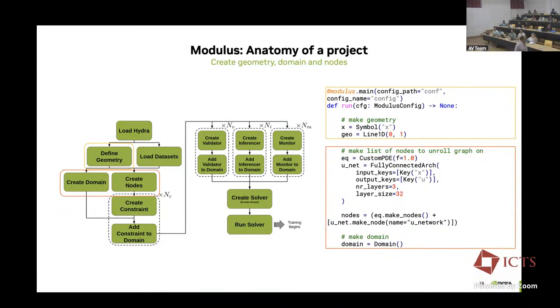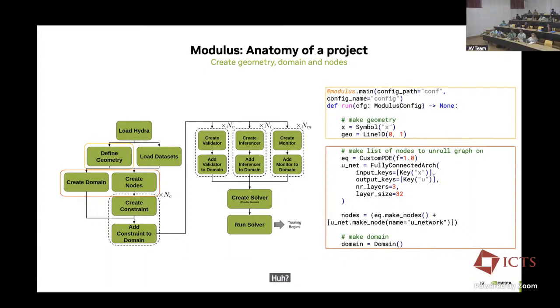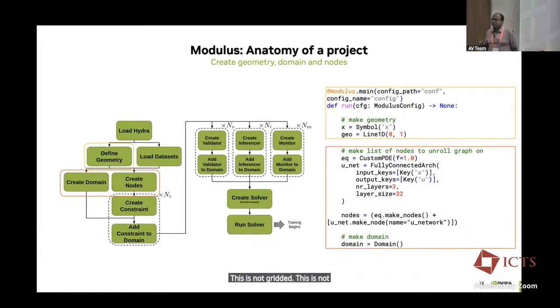Some hybrid grid, for example, is non-conventional gridding possible? For example, for instance, I have also time derivatives in my equation. I would sometimes want very small grids in the time direction. This is not gridded. This is not gridded. So you are directly emulating.